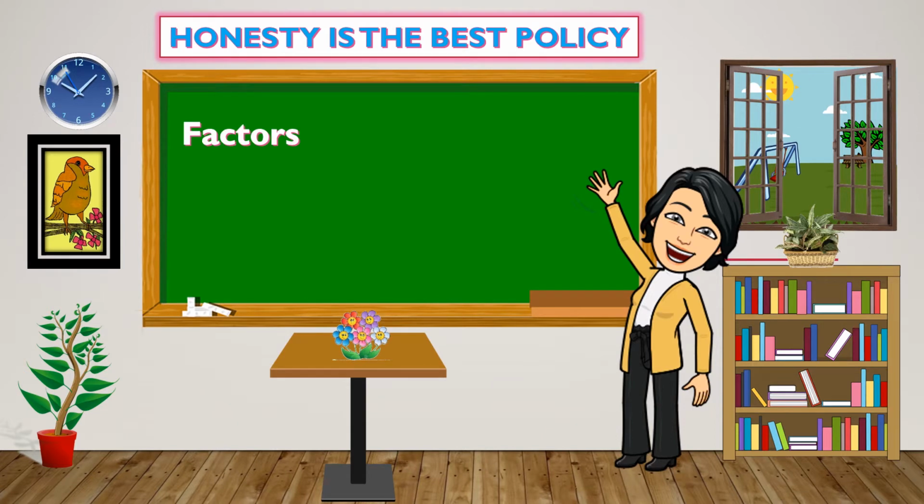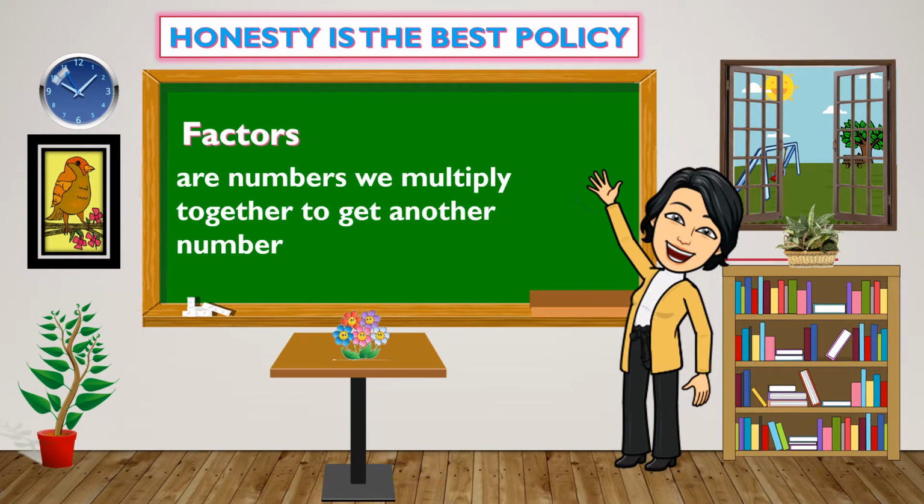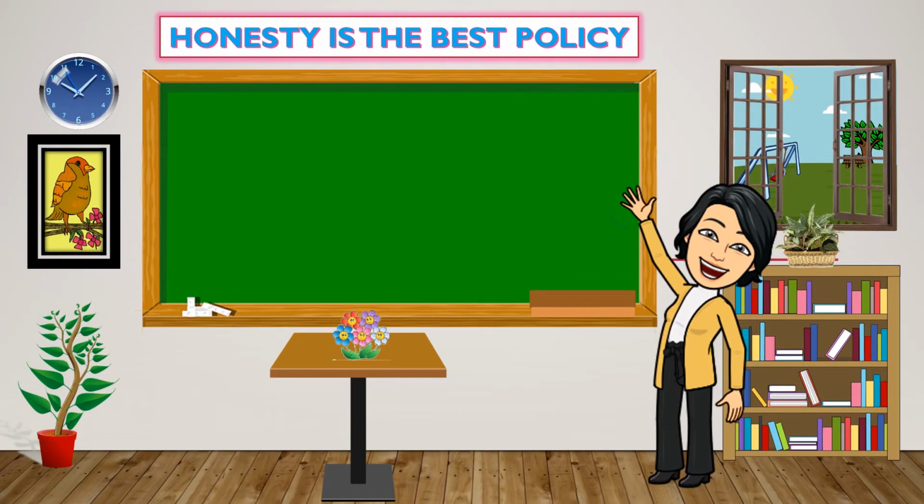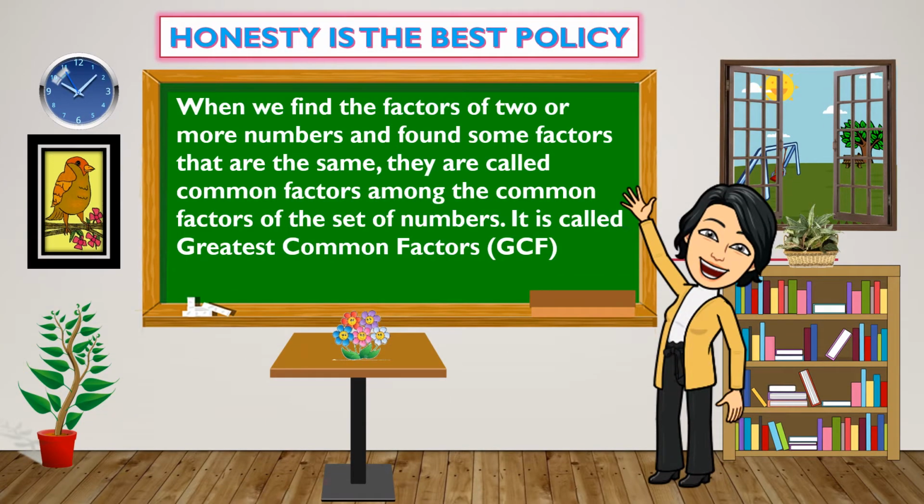Factors. What is factors? Factors are numbers we multiply together to get another number. When we find the factors of two or more numbers and find some factors that are the same, they are called common factors. Among the common factors of the set of numbers, the largest is called the greatest common factor or the GCF.